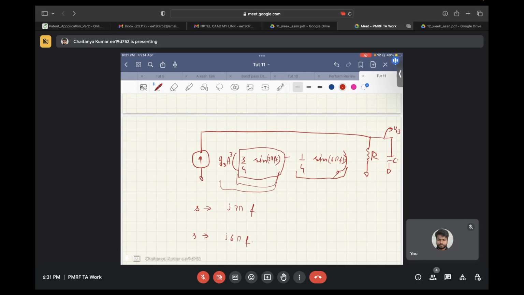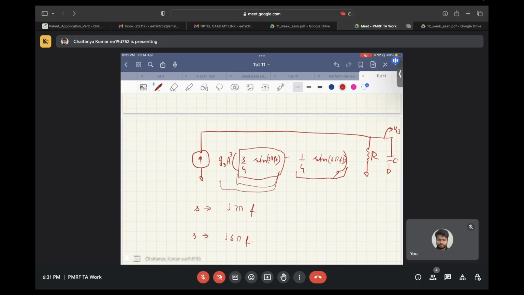So what will you calculate from here? You will calculate the overall magnitude of the fundamental tone and the overall magnitude of the third harmonic tone. We'll find out V01 and V03. This is the total thing, right? That's what I'm saying.